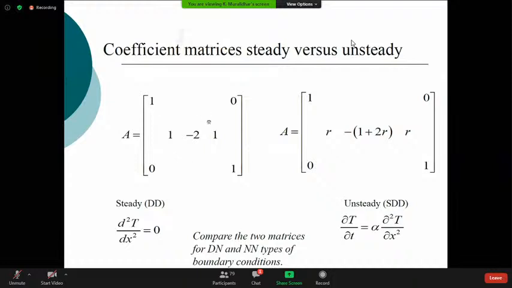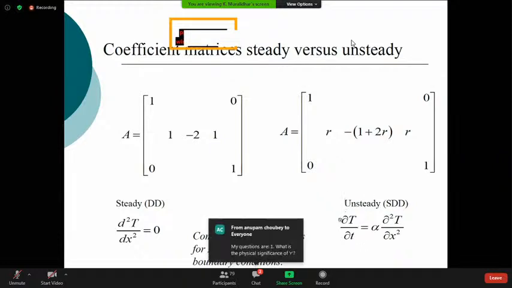So here on the left hand side we compare the coefficient matrix for the steady formulation. The terms are 1, minus 2, 1. On the right hand side the interior terms are minus r, 1 plus 2r, and minus r. So this unsteady is strongly diagonally dominant and steady state will give you diagonally dominant. So even if you want to solve d2T/dx2 equal to 0, it's preferable to solve del T/del t equal to alpha del 2T/del x square and then march in time till you get the steady state answer.